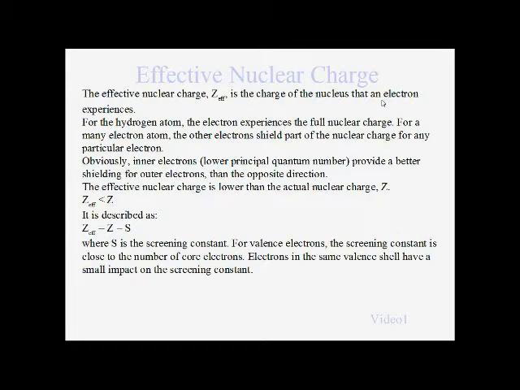The properties of the elements are determined to a degree by the effective nuclear charge that the electrons experience. So we use Z to represent nuclear charge. Z subscript EFF is going to be our effective nuclear charge. So the effective nuclear charge is what the electron feels, accounting for all the electron shielding of the other electrons in the atom.